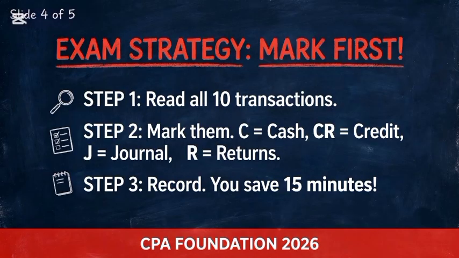Next, exam strategy: mark first. This will save you 15 minutes. Step 1. Read all 10 transactions first. Step 2. Mark them. C for cash, CR for credit, J for journal, R for returns. Step 3. Now record. You already know which book to use. This saves time and avoids mistakes.